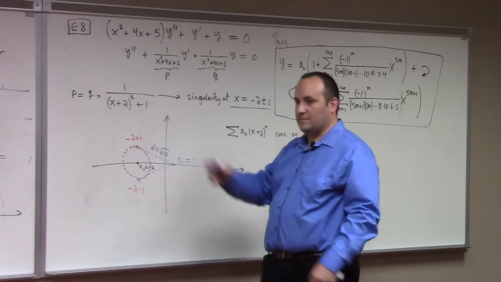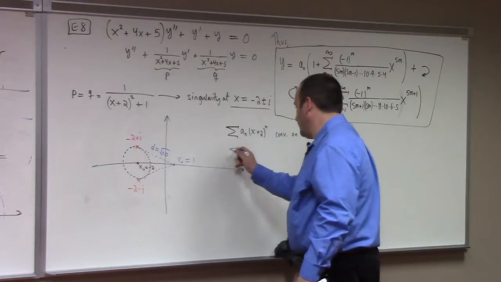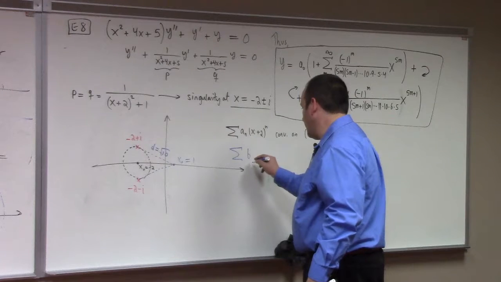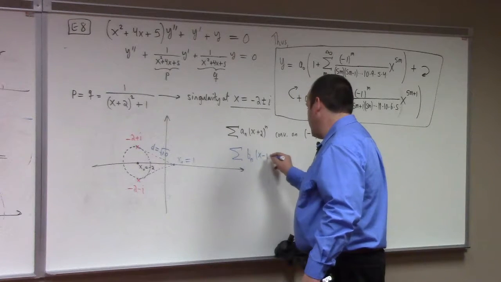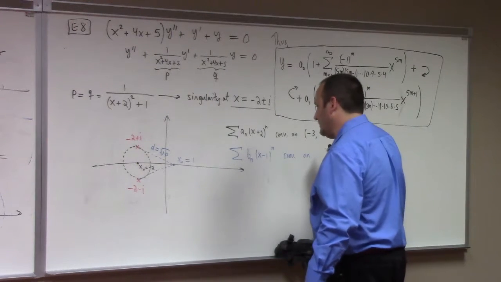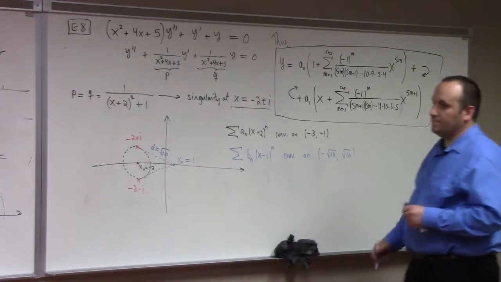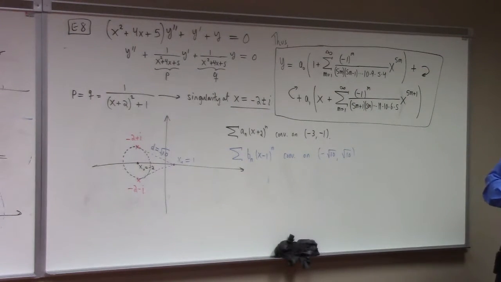So I'm using the Pythagorean theorem, distance, right triangle trigonometry, all that good stuff. Anyway, long story short here, if we found b sub n times x minus 1 to the n, this would converge on minus root 10 to root 10 using the theorem. I like this theorem. It makes for a nice test question that's pretty simple if you understand it. It's really not complicated what we're doing.